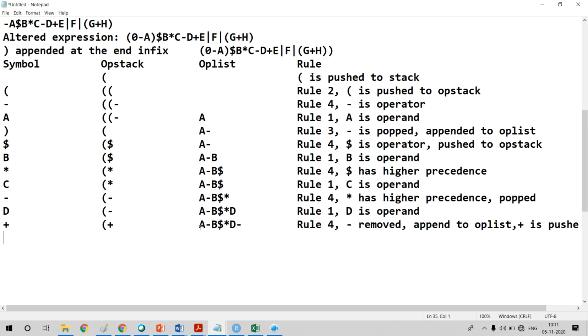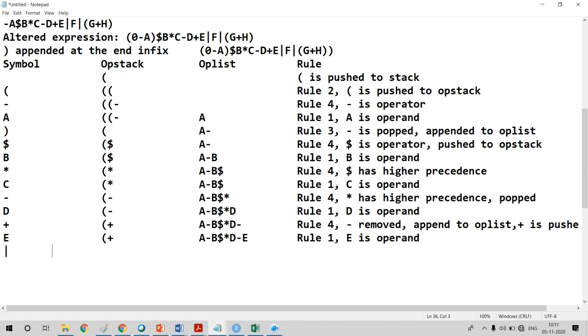The next symbol is E. E is operand, so that is added at the end of OP list. This is because of rule number 1. E is operand.